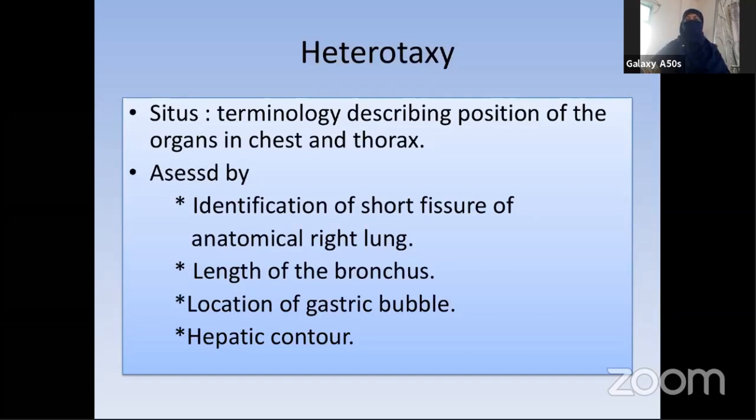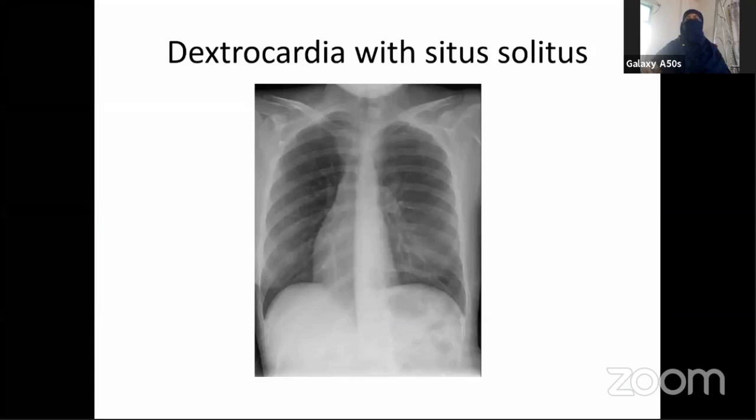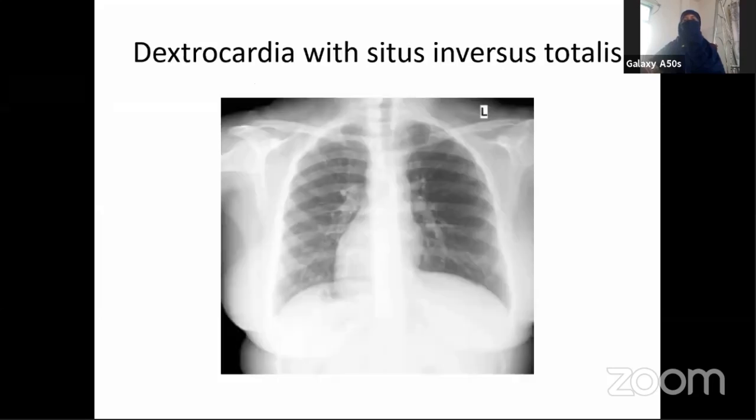So let's talk about some situs issues. This is an X-ray chest PA view showing the cardiac apex on the right side, the gastric bubble on the left side of the abdomen, and the hepatic mass on the right upper abdomen. So this is a case of dextrocardia with situs solitus. It means the heart is only rotated to the right, but the other abdominal organs are not following the same. It is the usual normal location.